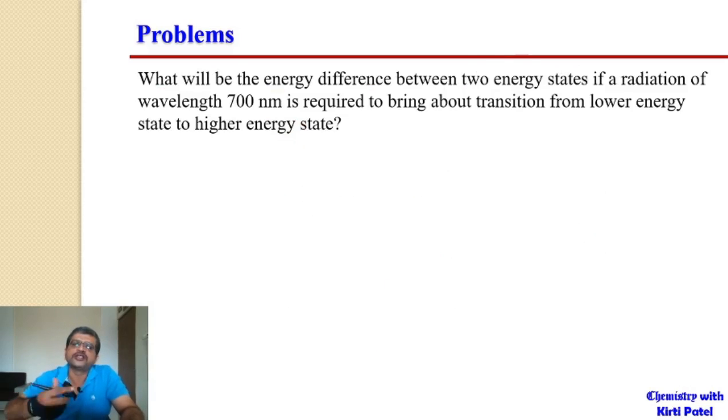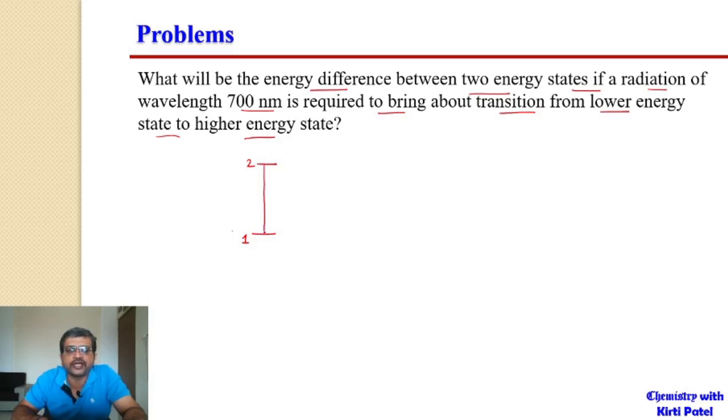So this is one problem. The second problem is: what will be the energy difference between two energy states if a radiation of wavelength 700 nanometer is required to bring about a transition from lower energy state to higher energy state. What has been asked and what is given? We are asked the energy difference between two energy states. Suppose these are our two energy states, energy state 1 and energy state 2. We are asked the difference between the two, not the energies of any of these states. So we are asked for a difference in energy, that is delta E.